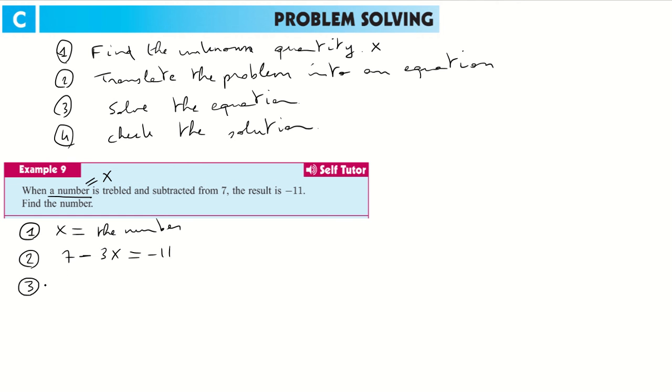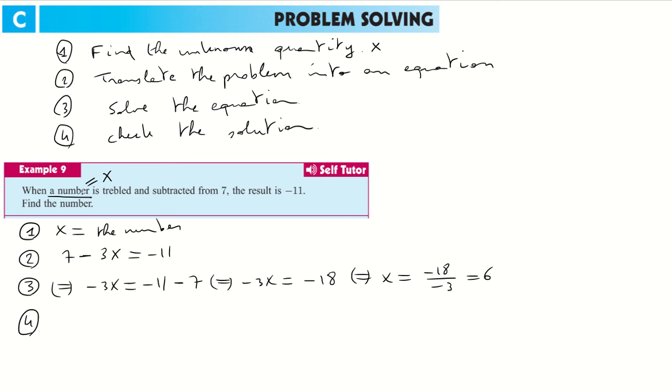The third step is we have to solve this equation. Okay, what we can do is we can move the 7 to the right hand side. There we have to subtract, so it's -7. So minus 3x should be equal to -18, or x should be equal to -18 over -3, which is equal to 6. So the answer should be 6. And we can check our answer.